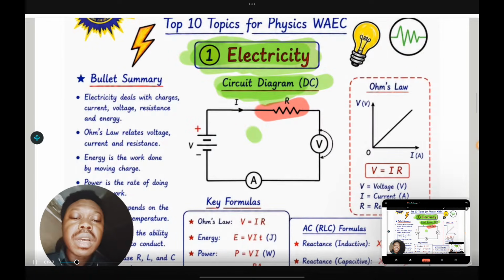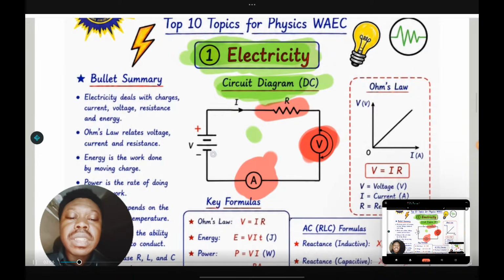You are going to see your voltmeter being connected, meaning they will ask you for voltage and they will ask you for current, meaning that what you are going to apply here will be strictly Ohm's law.